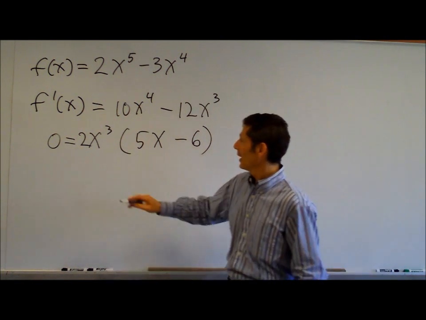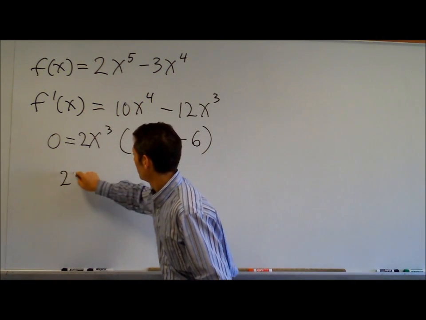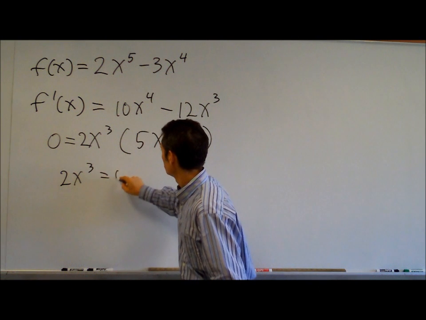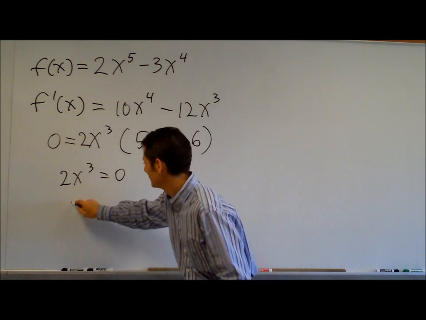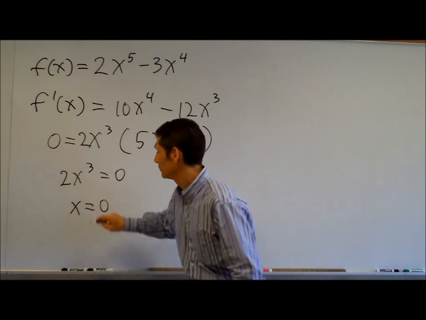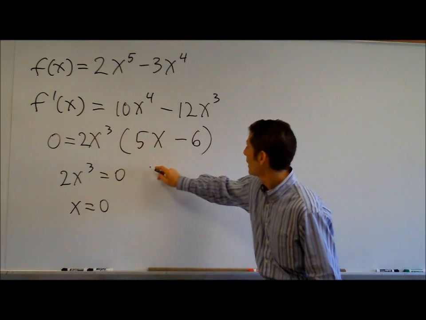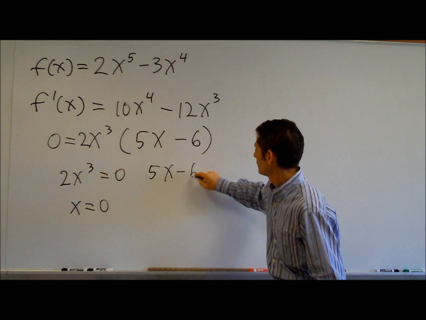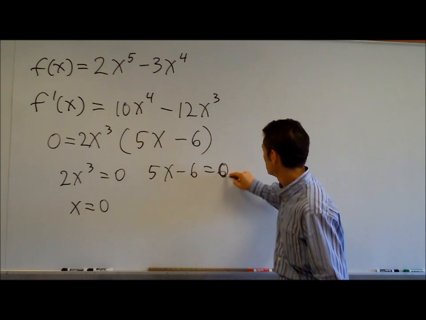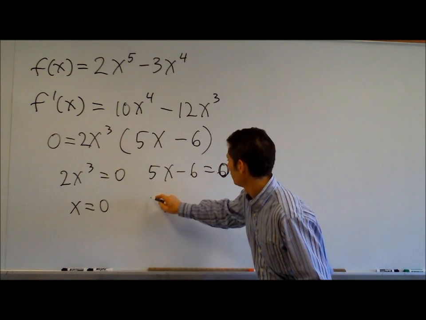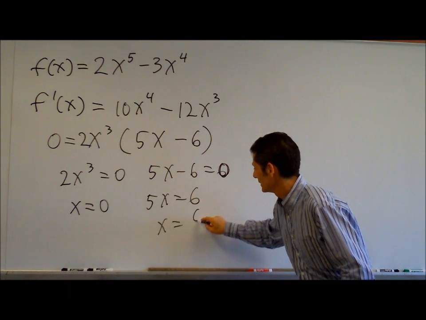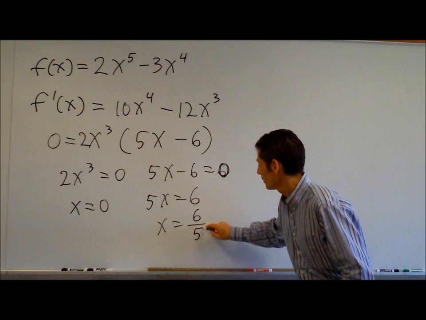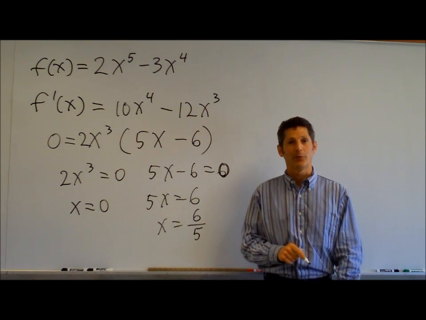All right. So it looks like I'm going to have two critical points. 2x cubed equals 0, and I can pretty much figure out that one right in my head. If I put in a 0 here, I'll get 0. So x equals 0 is one critical point. And the other critical point, 5x minus 6 equals 0. So 5x equals 6, x equals 6/5. A little more than 1 is my other critical point.